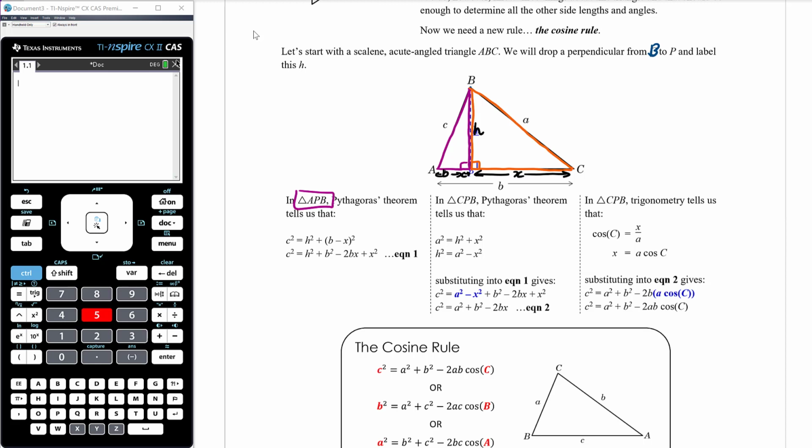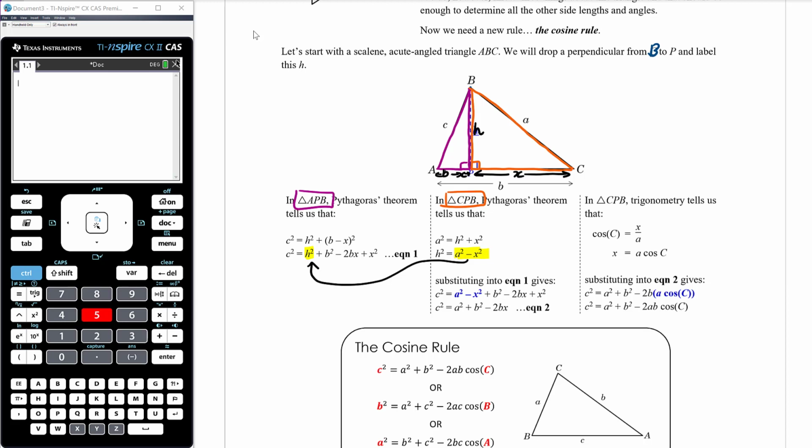Then if we look at the orange triangle, CPB, we use Pythagoras' theorem in that triangle too. In that triangle, a is the hypotenuse length, so a squared is equal to h squared plus x squared. If I rearrange this to get h squared on its own, subtracting x squared, h squared is equal to a squared minus x squared. And then what that means is, over here in this first equation, I can replace h squared with a squared minus x squared, which I've done here.